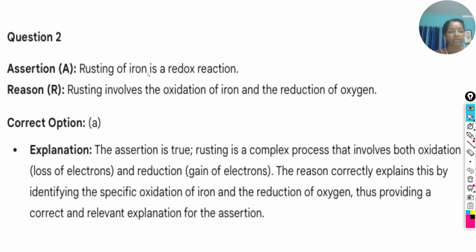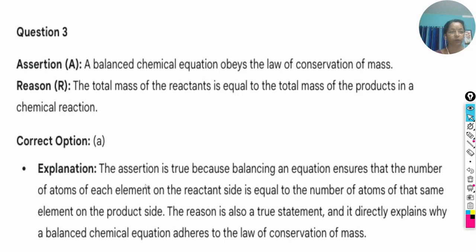Explanation is also given here. Next question, another assertion reason. Assertion is rusting of iron is a redox reaction. Reason is saying rusting involves the oxidation of iron and the reduction of oxygen. So it can be called a redox reaction. So the answer is assertion is correct and reason is the correct explanation. So option A again. Explanation is given here. You can go through it if you want.